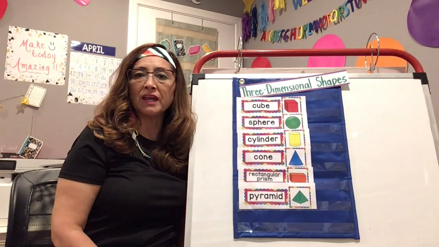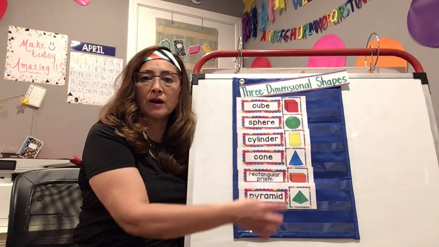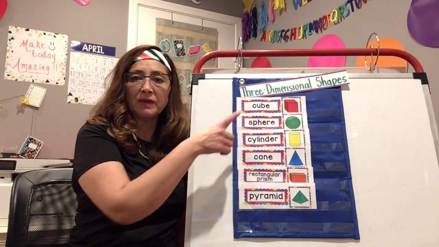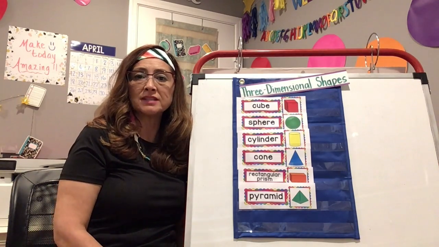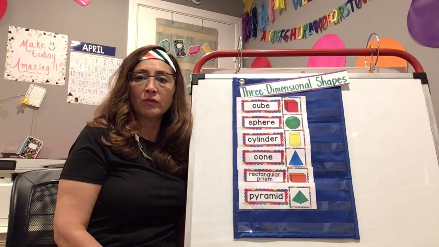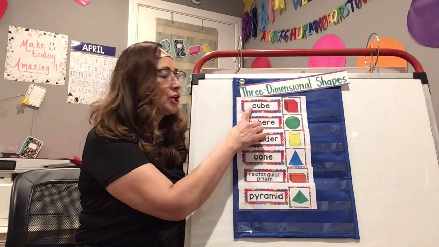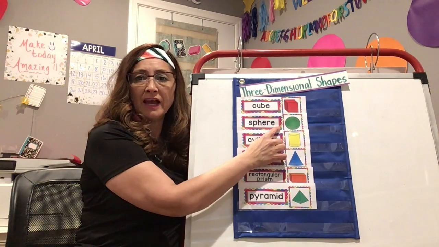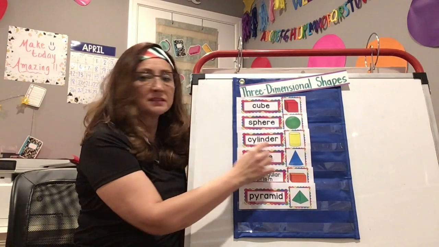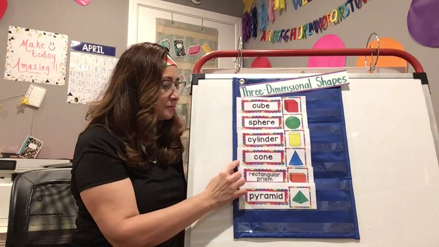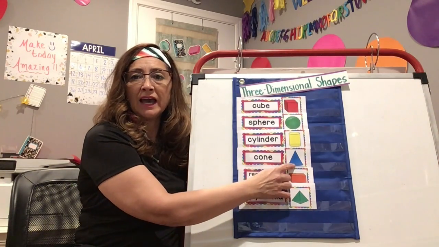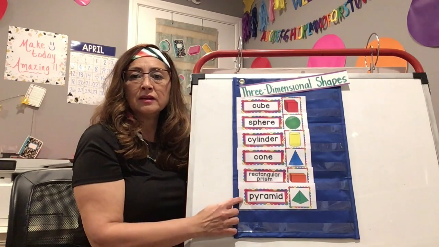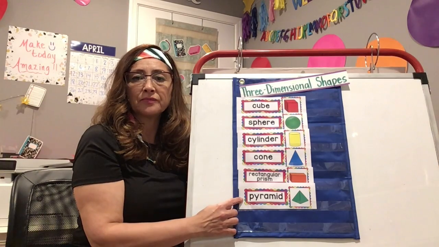Now, we're going to be learning a lot more about these shapes during this week. So I want us to repeat the names of these shapes one more time so that we can remember when we're going through the lessons. Cube, echo. Sphere, echo. Cylinder, echo. Cone, echo. Rectangular prism, echo. Pyramid, echo.